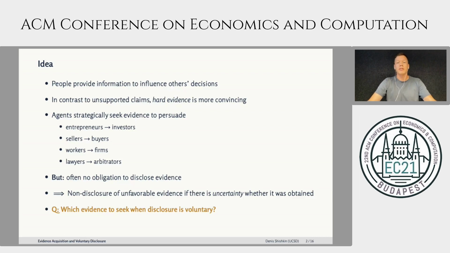For example, entrepreneurs build and test prototypes of their projects to get funding from investors. Sellers certify quality of their products, and the workers take professional tests in order to get employed or promoted. At the same time, in many of these cases, there is no obligation to disclose all available evidence. So that, for example, when there is uncertainty about whether any evidence was obtained, unfavorable information could be credibly concealed. In this paper, I ask how to acquire hard information if it is disclosed voluntarily.